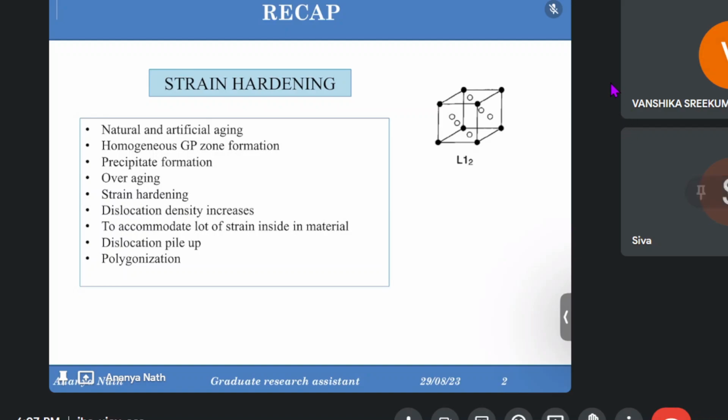Ma'am, one more doubt: do 8x series alloys also come under the precipitation hardenable series? Yes, the 8000 series is precipitation hardenable. Okay, ma'am, in many of the books I have seen they count only 2, 6, and 7, and they are not including 8.